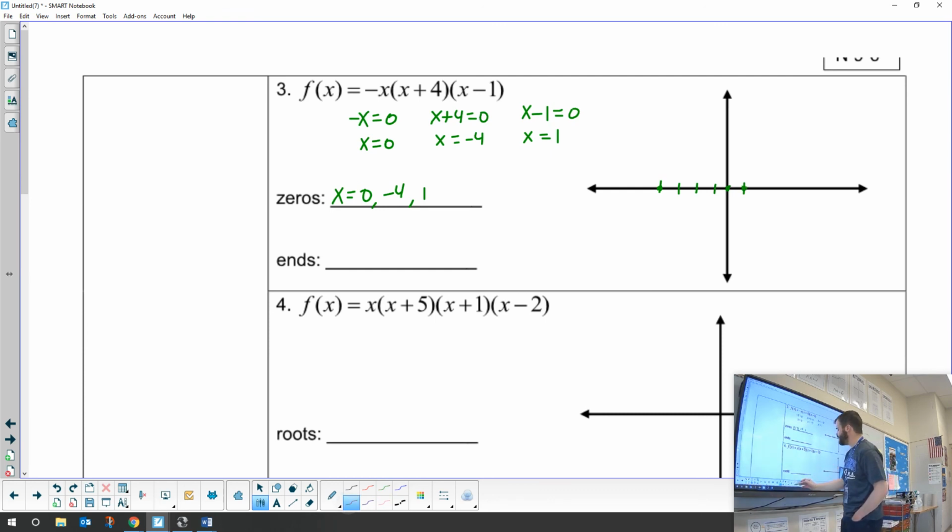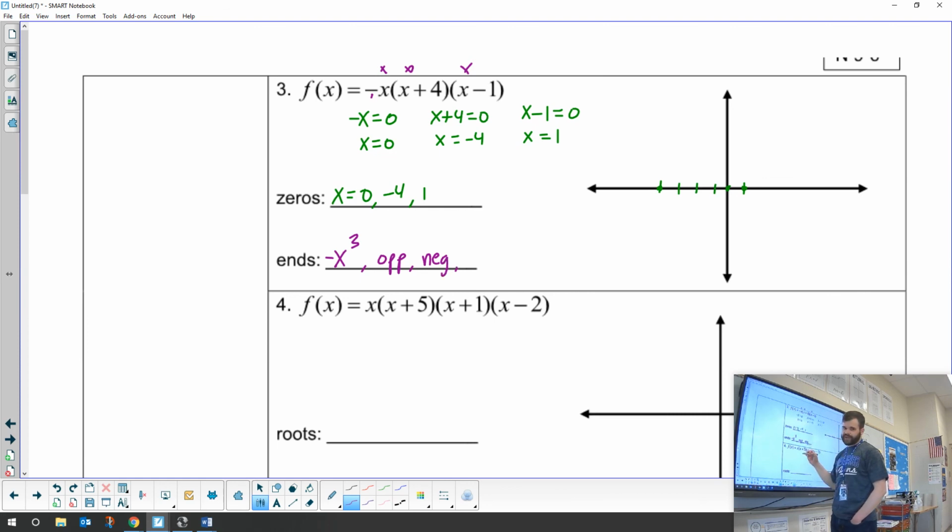Now, find my ends. How many x do I have? Well, I have 1x, 1x, 1x. Multiply them together, we get x cubed. However, notice this negative right here in front. If your leading number is negative, that's going to be a negative x cubed, okay? So this one is still going to be opposite, but it is negative.